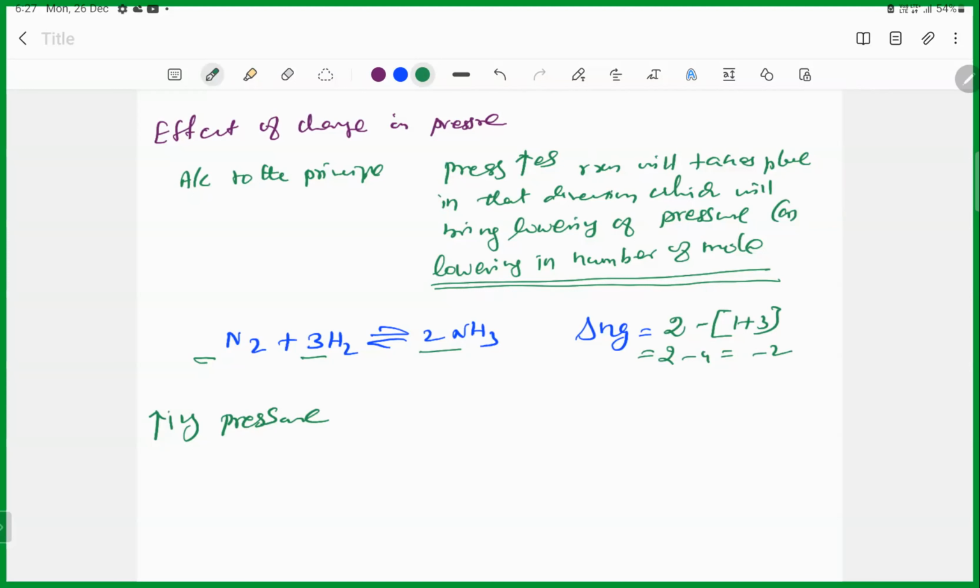How do I calculate the number of moles? Here the product is only ammonia. In the forward reaction, the product is ammonia, 2 moles. What are the reactants? Nitrogen 1 mole, hydrogen 3 moles, totally 4 moles of reactant, which will give 2 moles of product. According to the principle, when the pressure increases, the reaction will proceed in the direction which has lowering of pressure, or otherwise lowering in number of moles. You tell me now, when you are increasing pressure, whether the forward reaction takes place or the backward reaction.